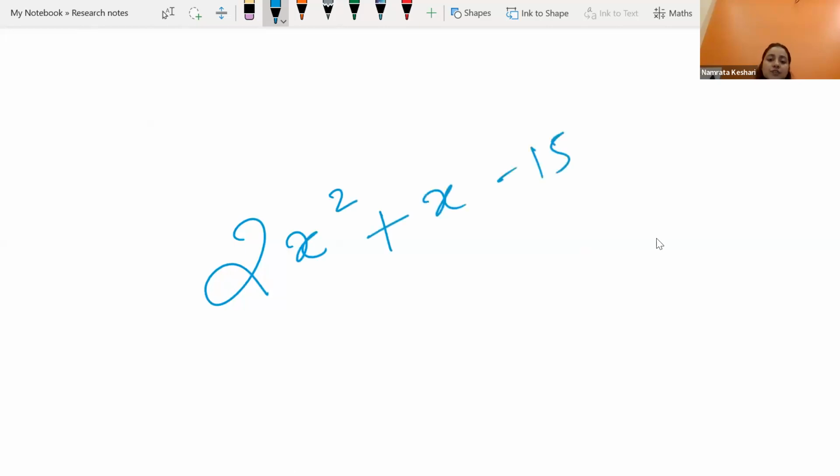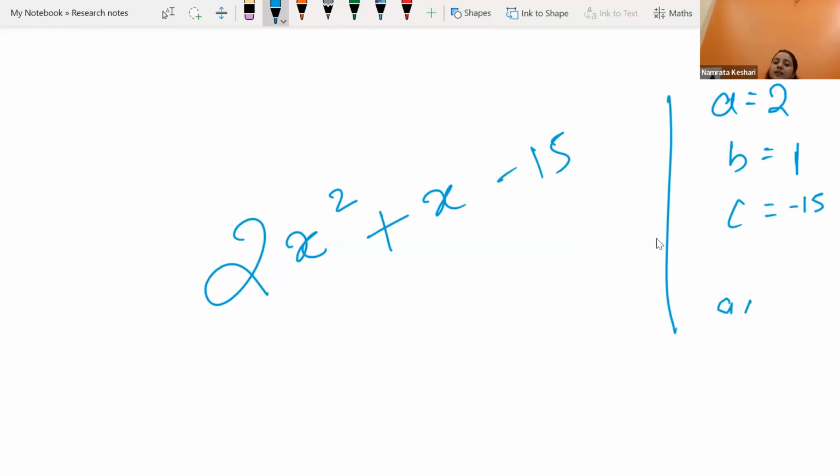First we find a, b, c. Who will say what is a, what is b, what is c? Ma'am, a is 2, b is 1, c is negative 15. Now we will multiply a with c. The sign here doesn't matter; while arranging, we will see the sign. So a into c is 2 into 15, which is 30. Even if you write minus 15, negative 30, it's okay.